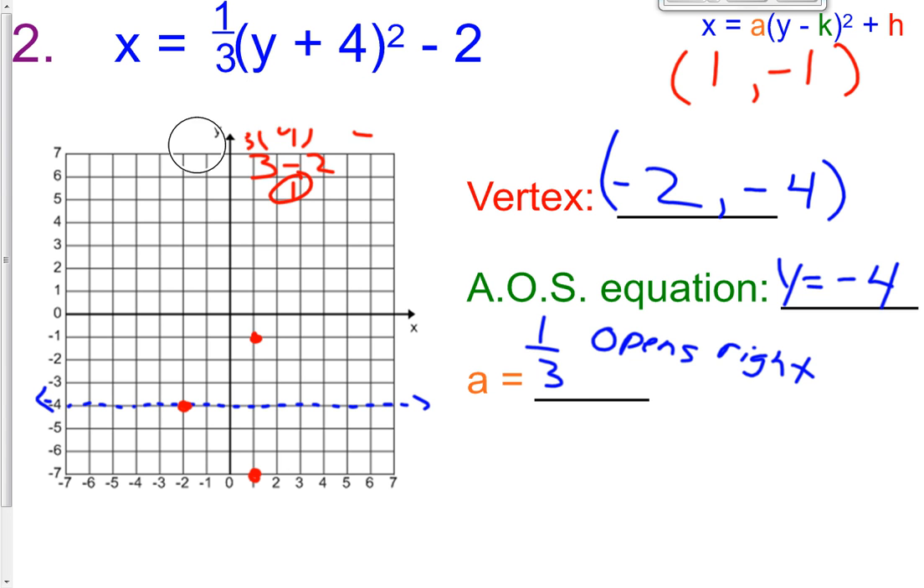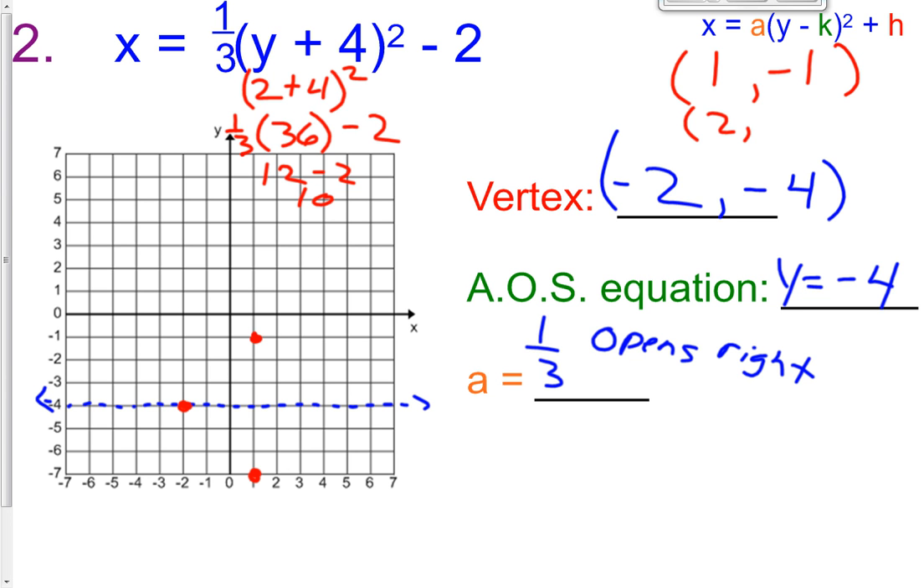We want to get a convenient xy ordered pair, which means a nice integer coordinate. As you can see, we need to divide by 3. So if I had a y value of 2, 2 plus 4 is 6, and then 6 squared is 36. So it's 1/3 of 36 minus 2. 1/3 of 36 is 12, and 12 minus 2 is 10. So I just put in another point. When I put in a y value of 2, I got an x coordinate of 10.